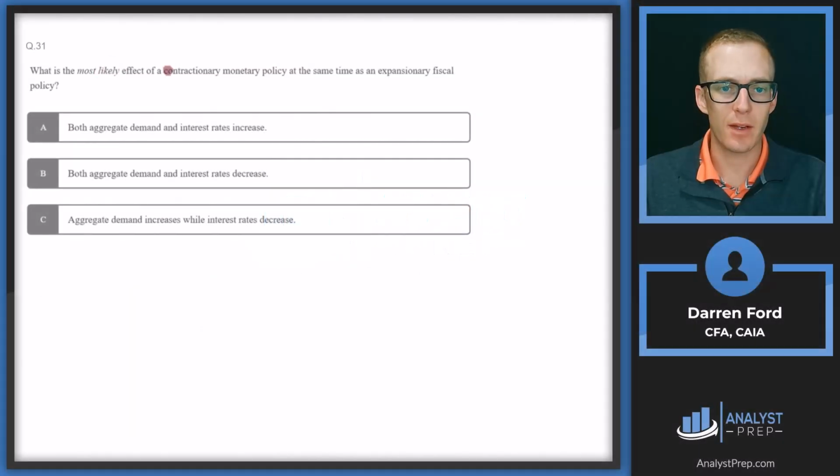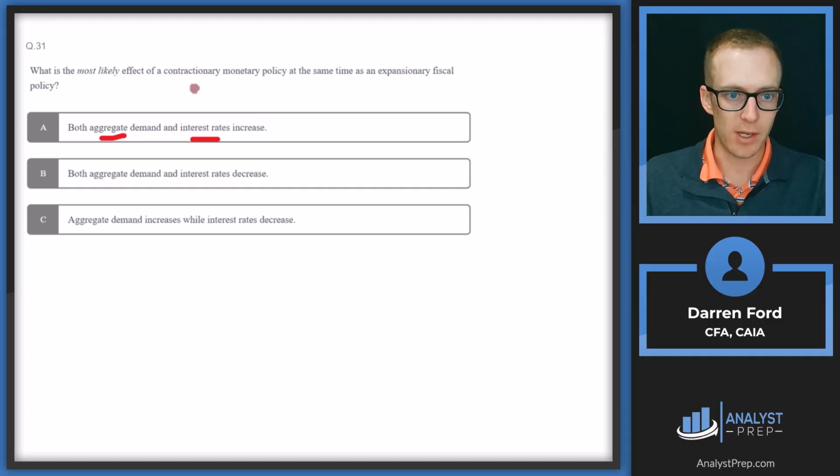What is the most likely effect of a contractionary monetary policy at the same time as an expansionary fiscal policy? We've got A, both aggregate demand and interest rates increase, B, both aggregate demand and interest rates decrease, or C, aggregate demand increases while interest rates decrease. So we were looking at aggregate demand and interest rates in all three of these.